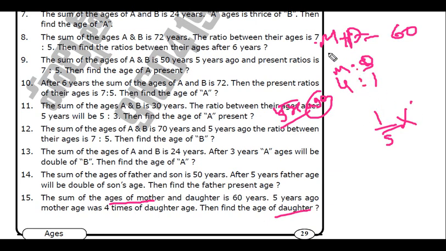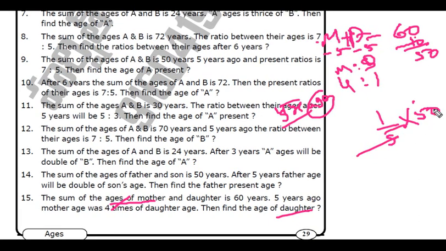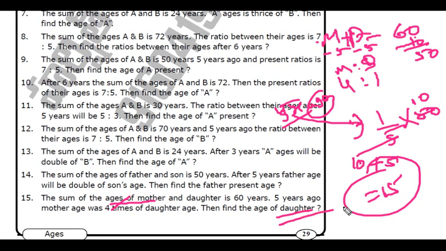Okay. Mother and daughter present is 60. The ratio was 5 years ago, means minus 5, minus 5, means minus 10, 50 years. So 50, 5, 10 years. 10 plus, this is 5 years ago, plus 5 years, 15 years. Daughter's present age is 15 years.